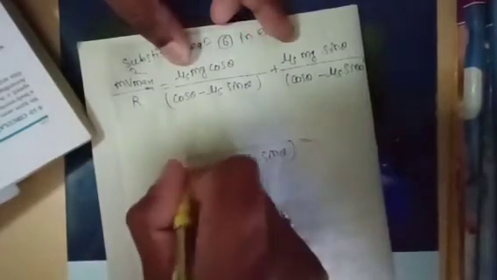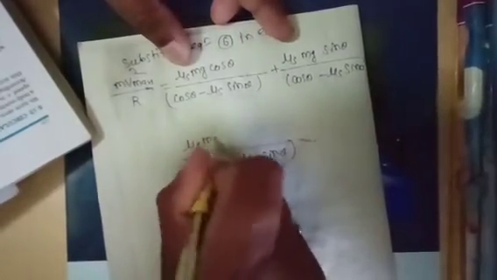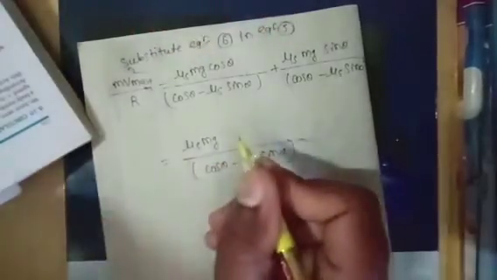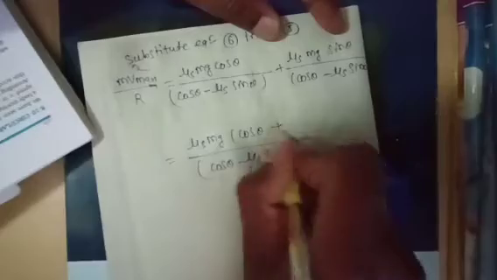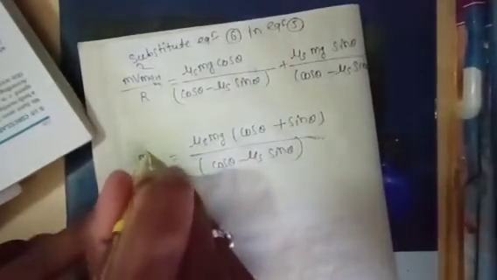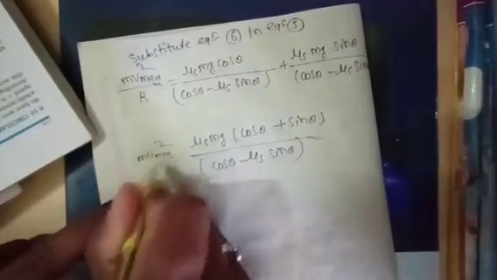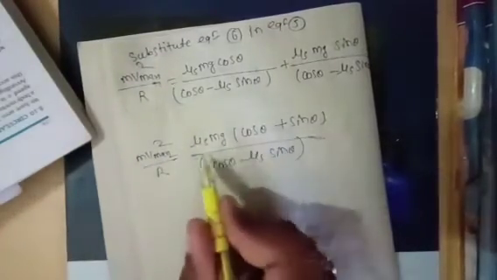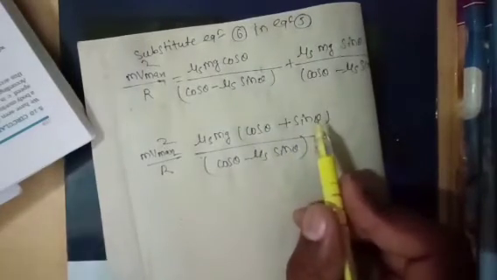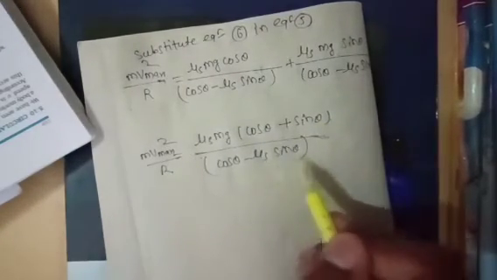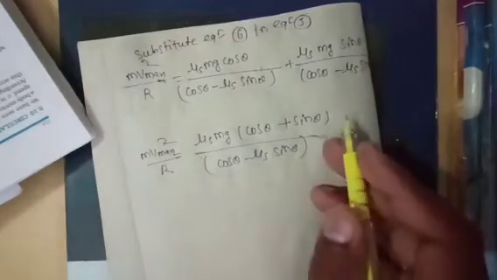In the numerator also, mu s mg we have to take common, then cos theta plus sin theta will be remaining. That is, m v maximum square divided by r is equal to mu s mg we can take common, cos theta plus sin theta divided by cos theta minus mu s into sin theta.